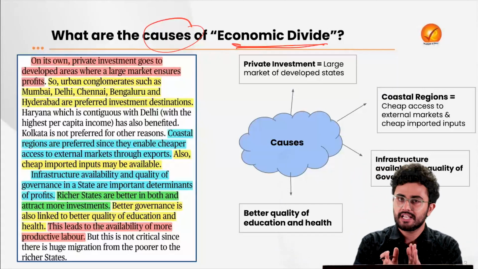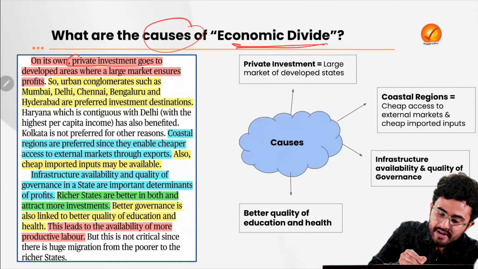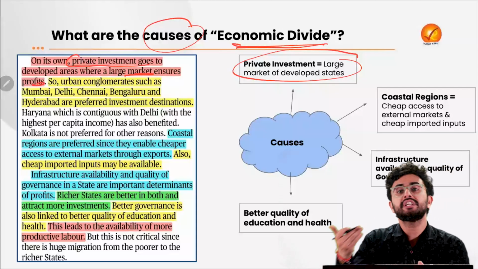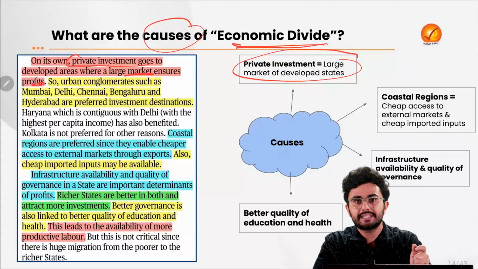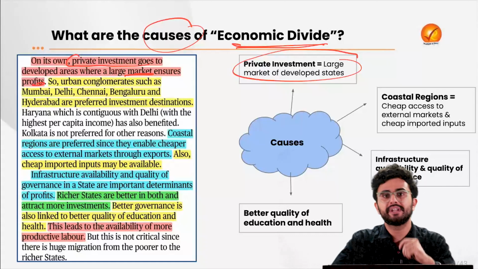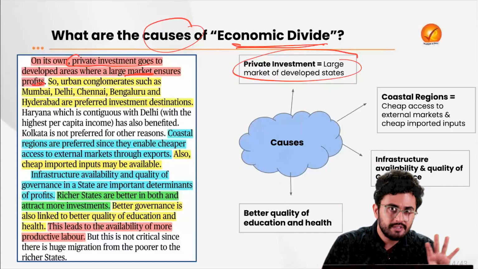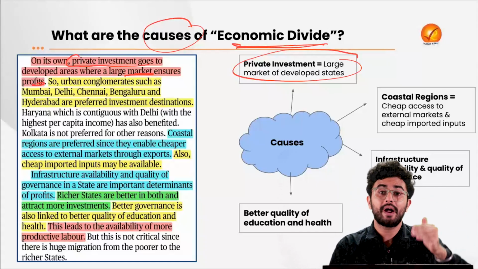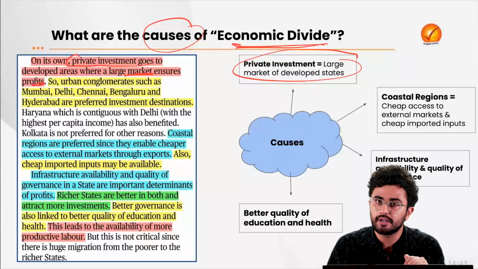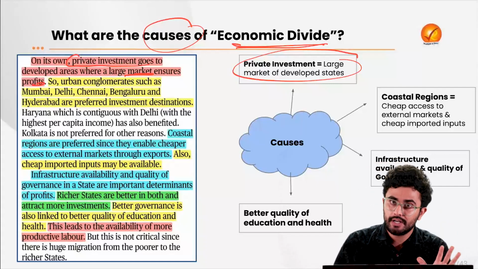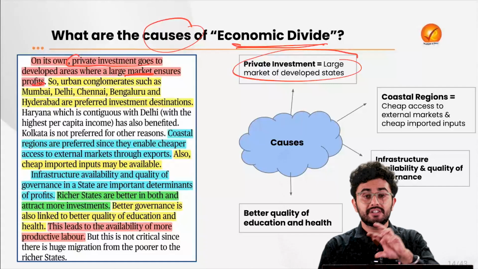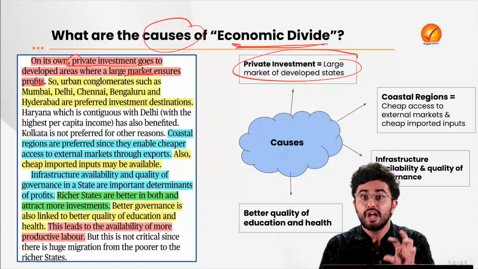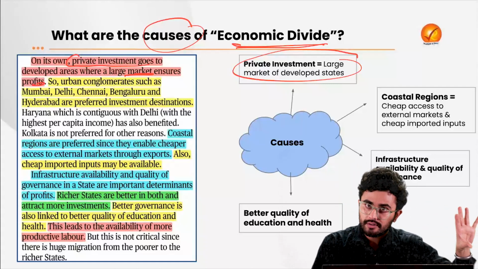So the first argument given by the editorial today is that private investment actually goes to these developed areas where the large market ensures a lot of profit. So obviously, let's say if I am a company, I want to do foreign direct investment in some regions of the states in India, obviously I will be looking at those states which can provide me higher dividend for the investment I have made. So obviously the states which are more industrialized, which have access to the coastal area, where trade activity is much more, where manufacturing is a lot, obviously I am going to invest in those regions, not the consuming states of the north, correct?